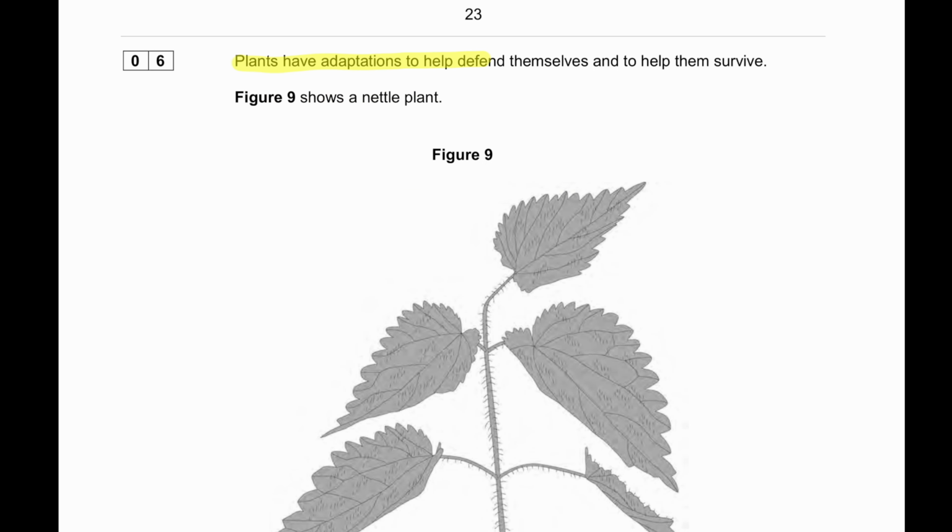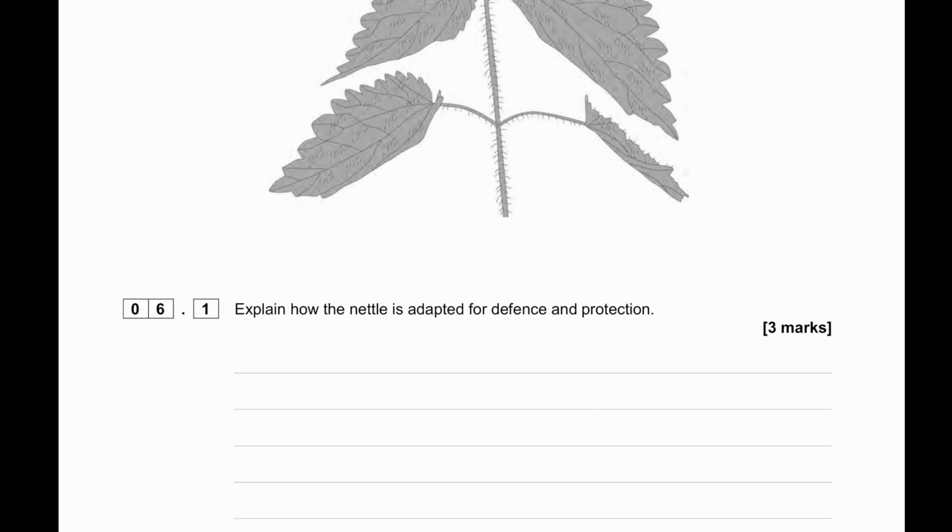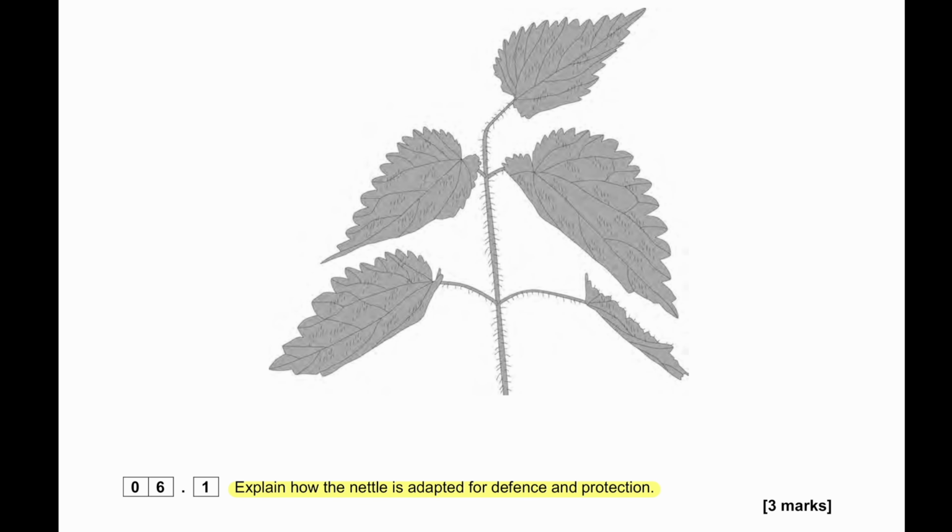Plants have adaptations to help defend themselves and to help them survive. Figure 9 shows a nettle plant. Explain how the nettle is adapted for defense and protection. From the diagram, we can see that the nettle plant contains some spiky hairs, which can sting, so that when herbivore animals try to eat them, they will get stung in their mouth, and as a result, less of the plant is eaten by the herbivores.